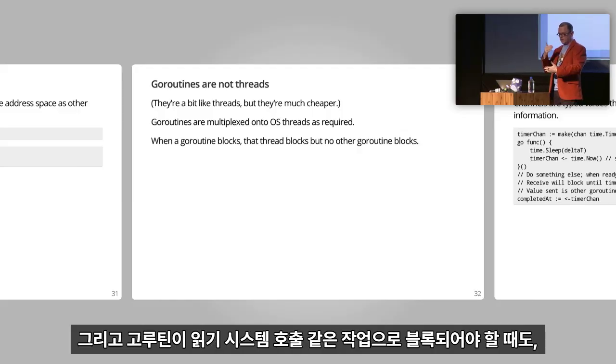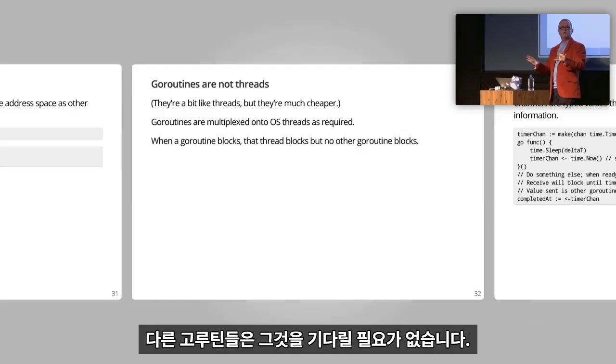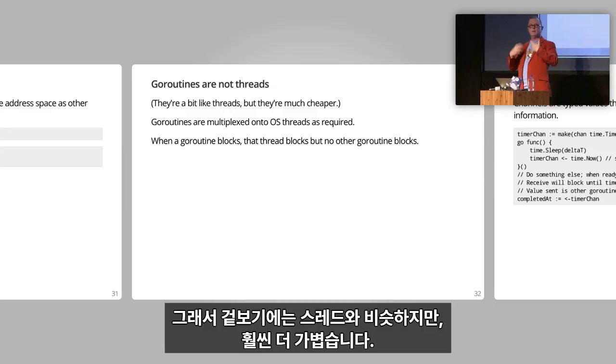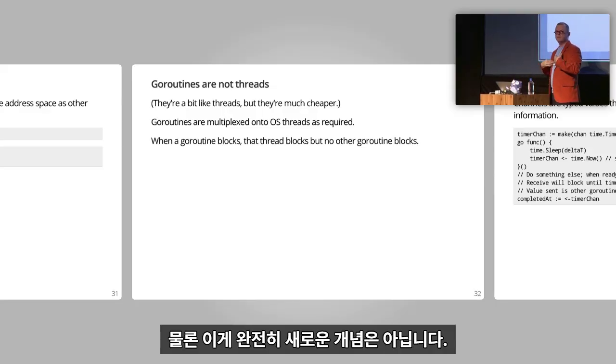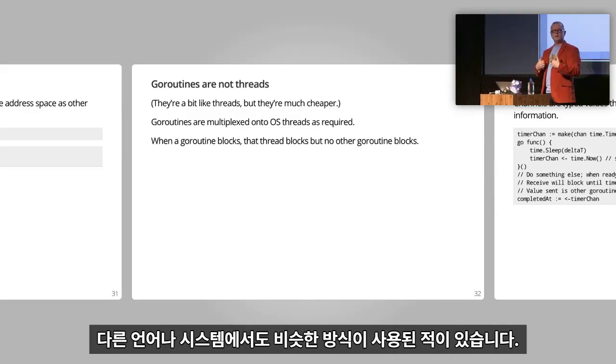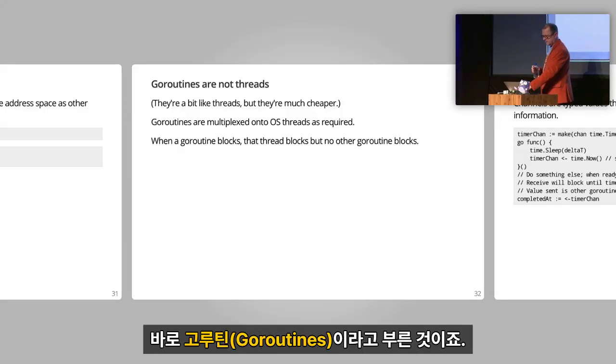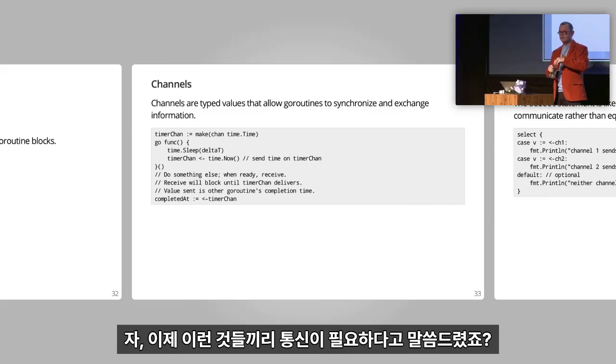And when a goroutine does need to block, like doing a read system call or something like that, no other goroutine needs to wait for it. They're all scheduled dynamically. So they feel like threads, but they're a much, much lighter weight version of them. And it's not an original idea. Other languages and systems have done things like this, but we gave them our own name to make it clear what they are, so we call them goroutines. Okay, now I mentioned we have to communicate between these things, right?